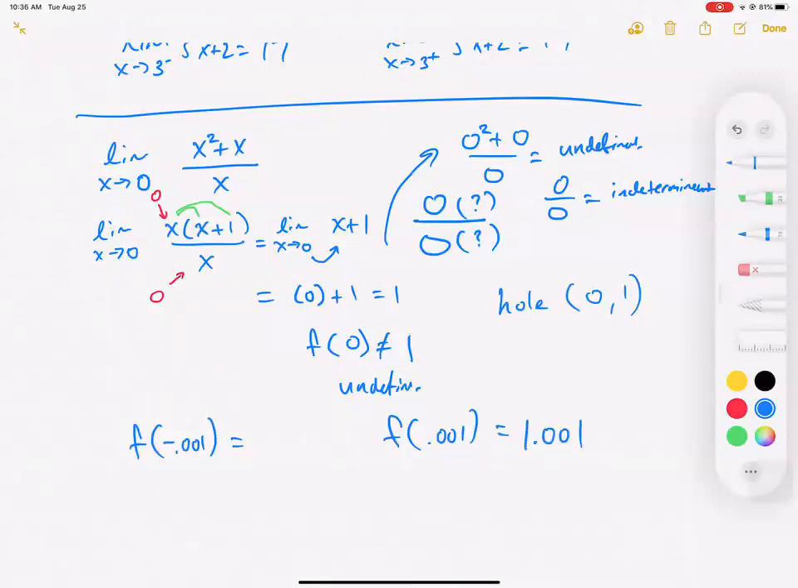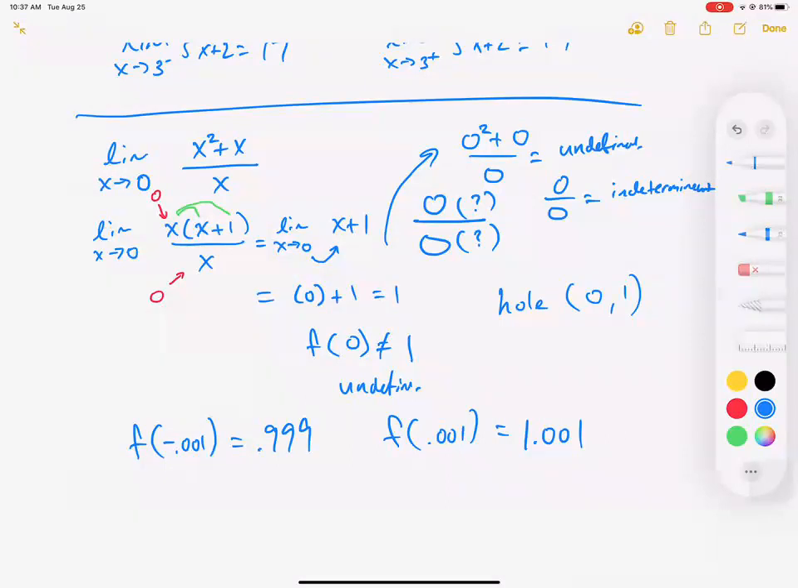On my left side, I'm going to plug that in. 0.001 squared plus negative 0.001, divide this by negative 0.001. We end up with 0.999.